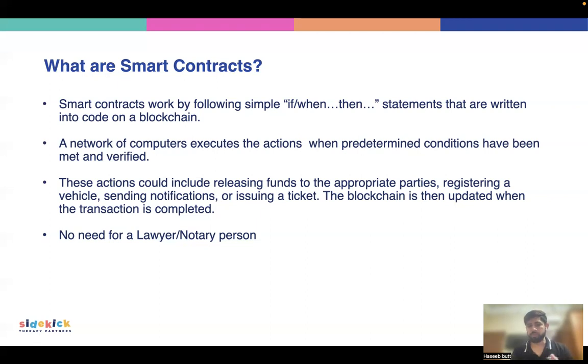So this is all automatic. These actions could include releasing funds to the appropriate parties, registering a vehicle, sending notifications, or issuing a ticket. The blockchain is then updated when the transaction is complete.